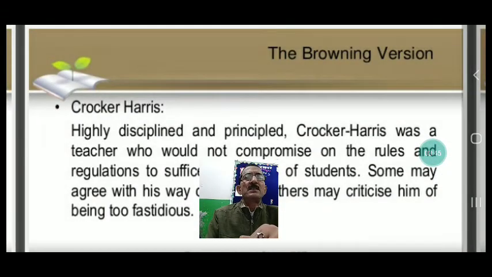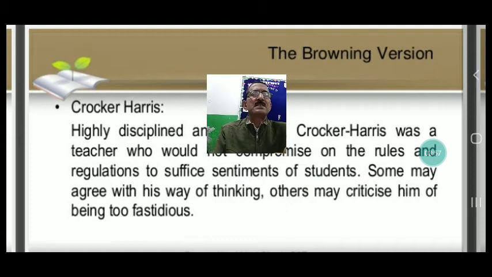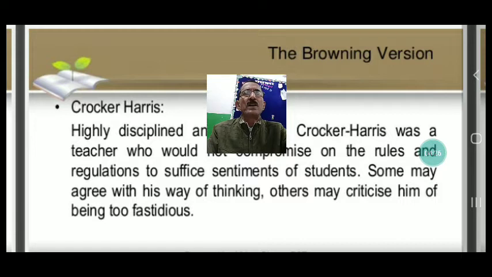Crocker Harris is a highly disciplined and principled man. He is a teacher who would not compromise on the rules and regulations to satisfy the sentiments of students. Some may agree with his way of thinking, others may criticize him of being too fastidious. Over-strictness is disliked by some of the students, but those who are inclined to learning never like to deceive the teacher. Rather, they obey the teachers in toto, and every word is a boon and blessing for them.